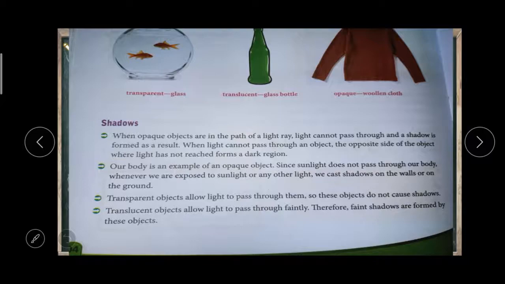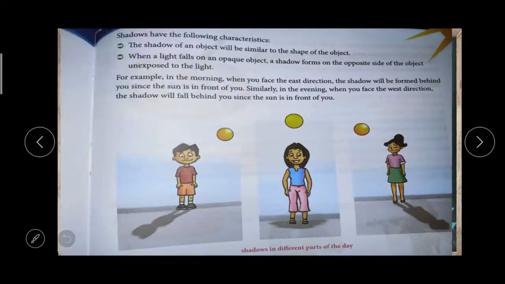Okay, so if you are walking through a street and a street light is there, all other places will be lit, and your shape will appear on the ground, right? So this is due to the opaque object. Because you are opaque, the light cannot pass through your body, so your shape looks like a shadow.